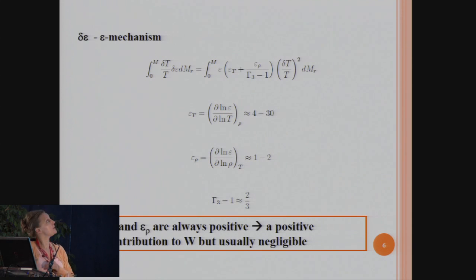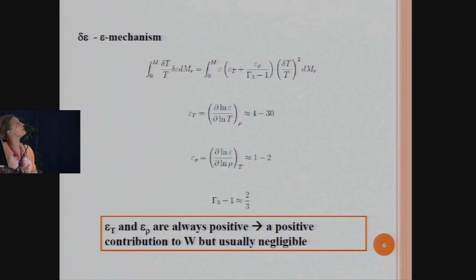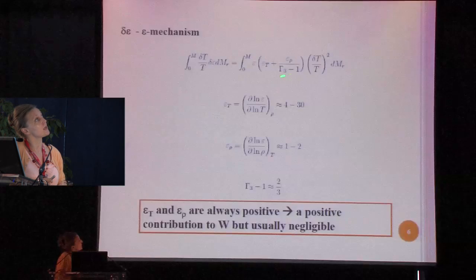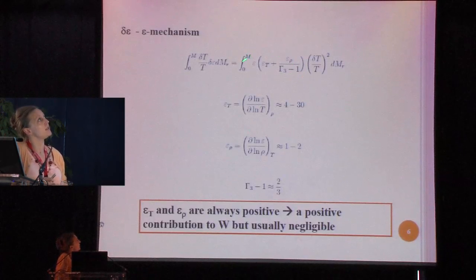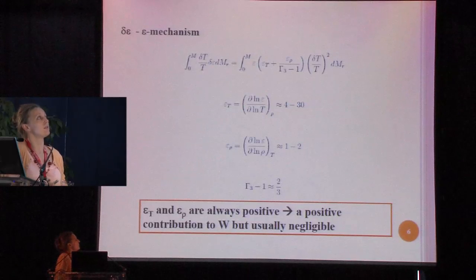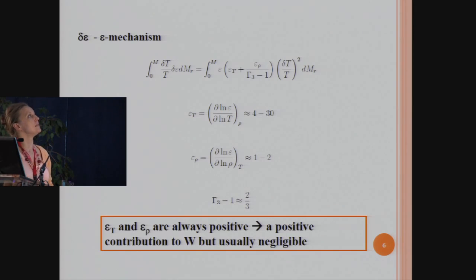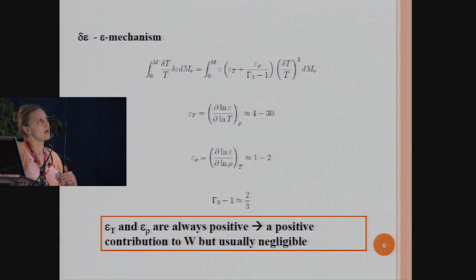And this term connected with the energy generation rate is the so-called epsilon mechanism, and in the quasi-adiabatic approximation, it has this form. And because these derivatives of the nuclear energy generation over temperature and density are always positive, this mechanism contributes always positively to the work integral, but usually it is negligible because of the small amplitude in the deep interior.